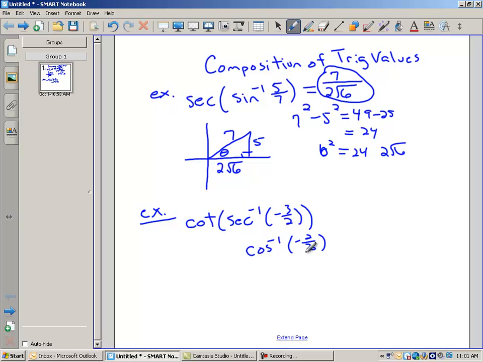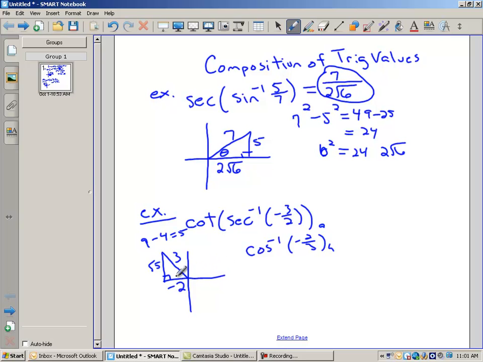So working inside out, I'm going to make this angle the arc cosine of something that's negative. So we're going to draw our triangle in the second quadrant. Remember, the range of arc cosine is 0 to 180. And if it's negative, our triangle goes in the second quadrant. So cosine is adjacent over hypotenuse. So we'll label our adjacent side negative 2, and our hypotenuse will be a 3. So the Pythagorean theorem to find the other side would be 9 minus 4, which is 5. So this is going to be the square root of 5.